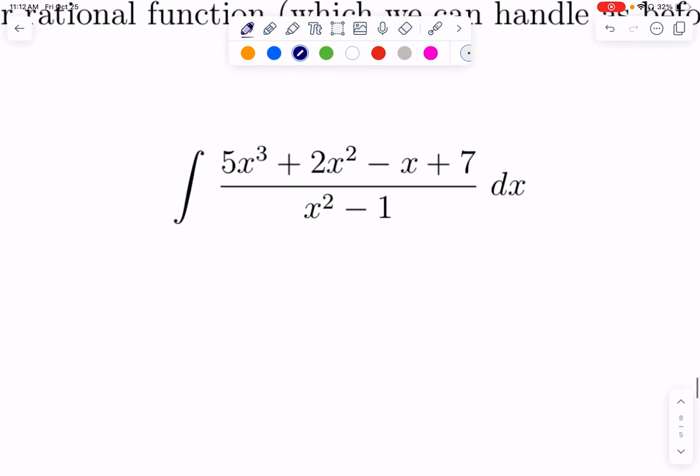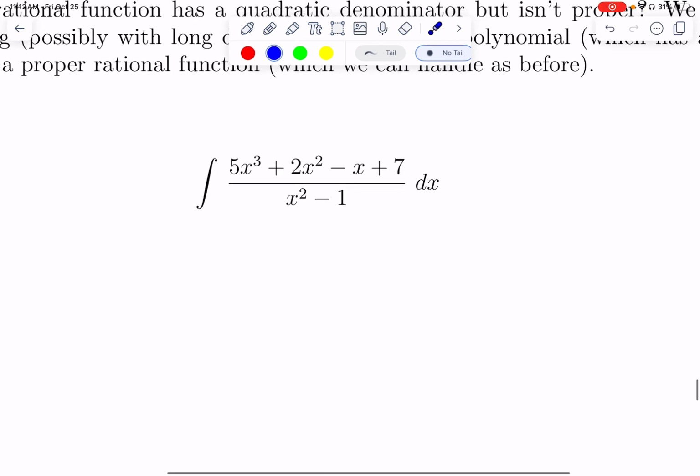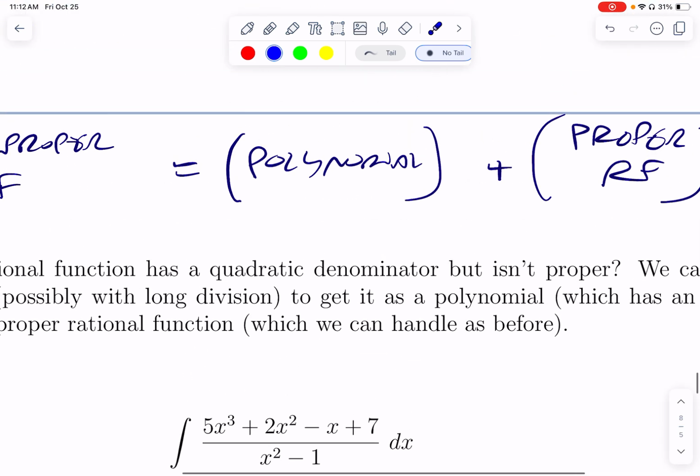So here, for example, I notice I have degree 3 over degree 2. You're not going to be able to do this directly with that first method. Because we had A and B, we were just solving for two things. It's not going to work. There's no way of setting this up so that we can somehow break it up into multiple fractions. It's algebraically impossible. So what we have to do is we actually have to break this up into something that's really easy, right? A polynomial.